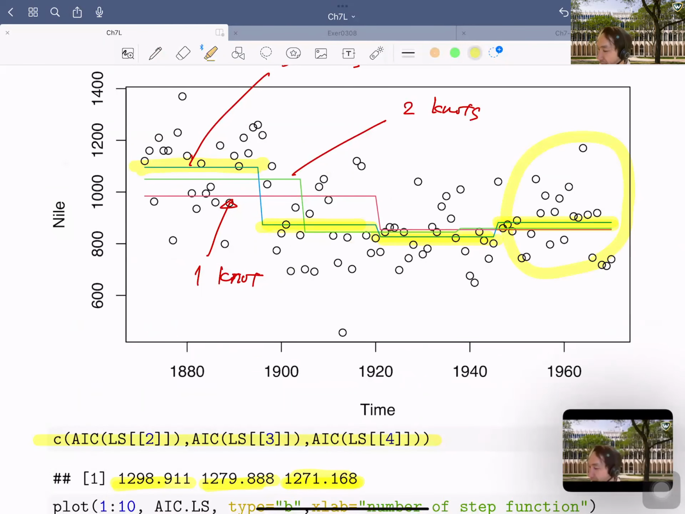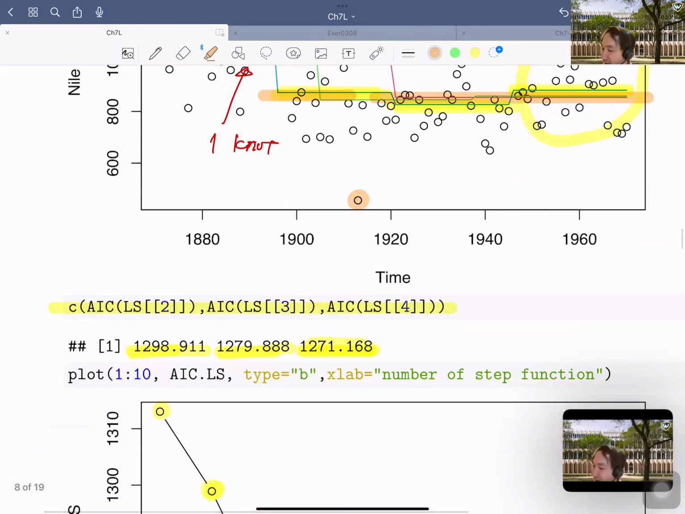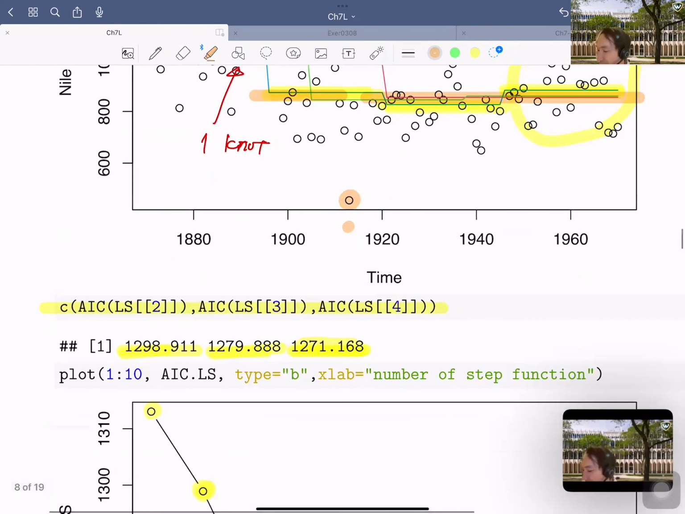You can see that this looks like an outlier, right? And in the last 75 years, the level doesn't change much. So I try to fit this level, this level, and also this level, and I single out this observation and this level. Then actually the AIC improved. So it's based on just one outlier.